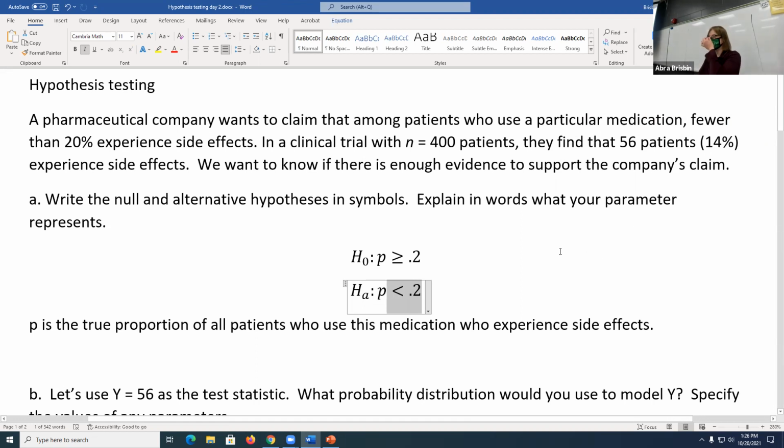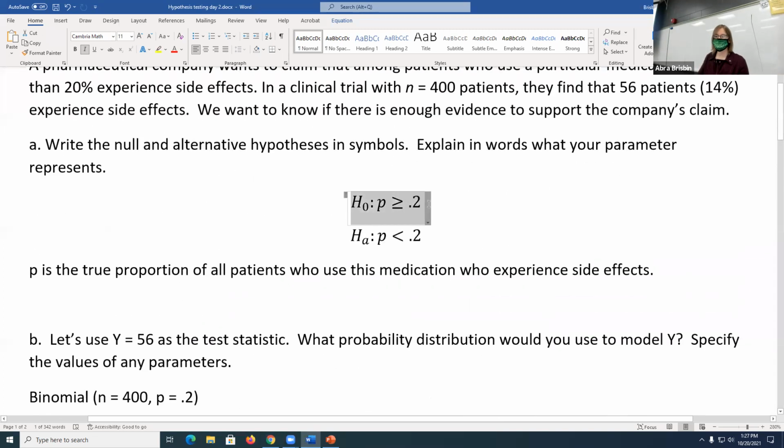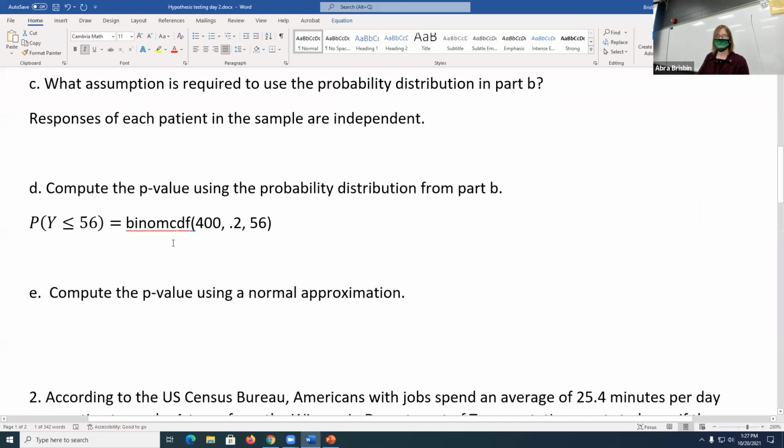So what counts as more extreme evidence or more convincing evidence would be if 13% of patients experience side effects or 10% of patients experience side effects. So if Y was less than 56, that would be more convincing evidence against the null hypothesis and in favor of the alternative hypothesis. So for our p-value, we want to find the probability that Y is less than or equal to 56.